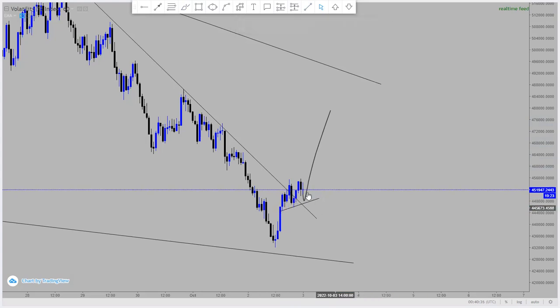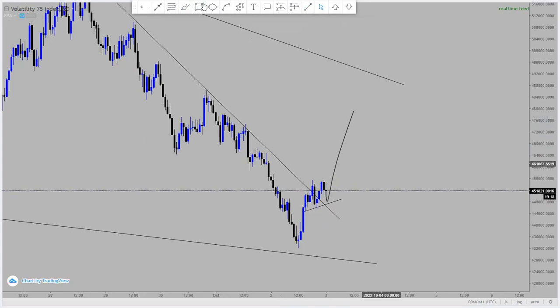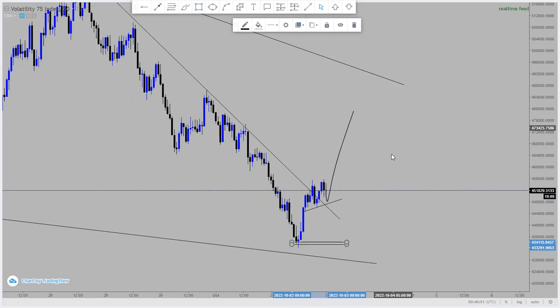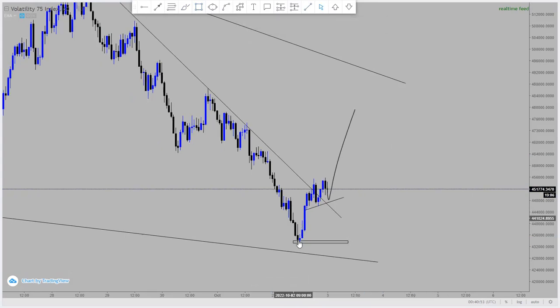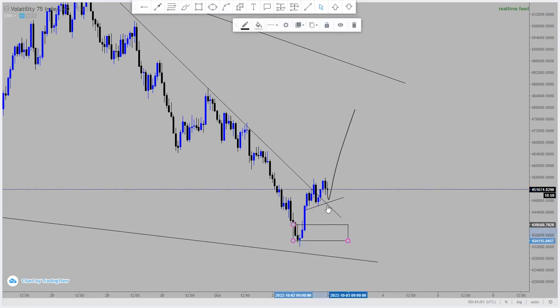Right? So if it doesn't reject here and comes back down, I'll look for my entries either on the support, which is this one, or on the demand zone. The demand zone here is this whole zone, this whole area. So if it comes here and rejects here, we can also take our buys from there. Once we break the trend line, we take further buys there, then we go all the way up.